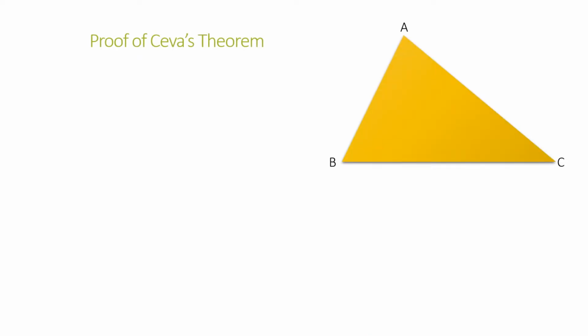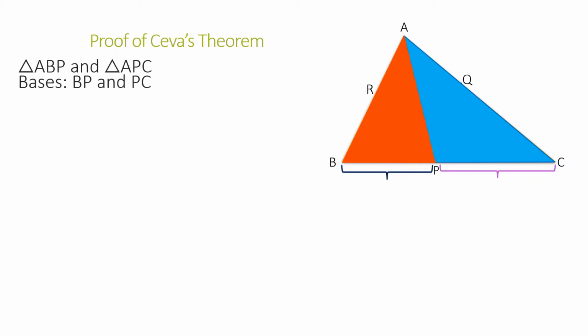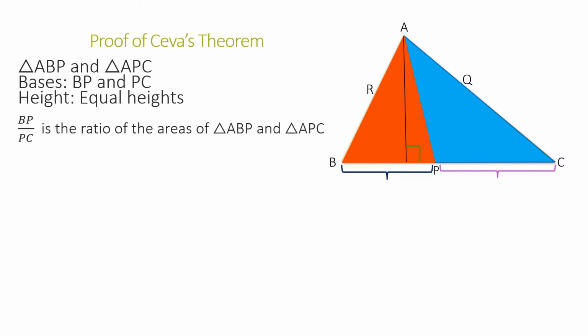Now let's prove Ceva's theorem. Given triangle ABC and its Cevians AP, BQ, and CR, consider triangle ABP and triangle APC. They have bases BP and PC, and they have equal heights. Therefore, BP over PC is the ratio of the areas of triangle ABP and triangle APC.